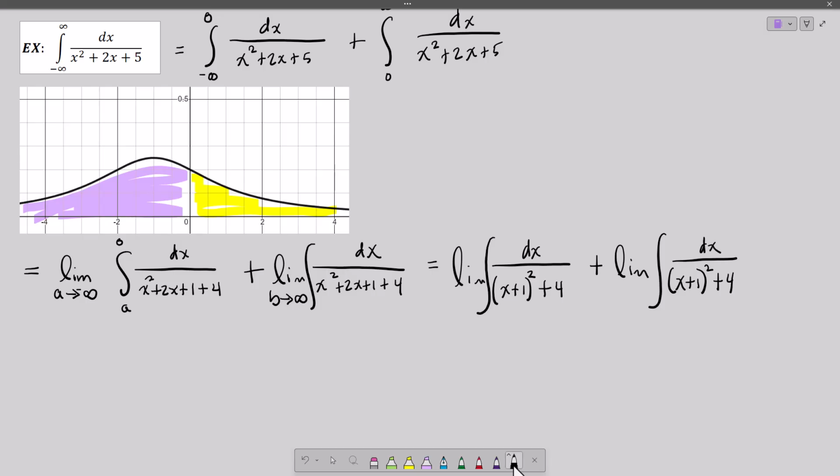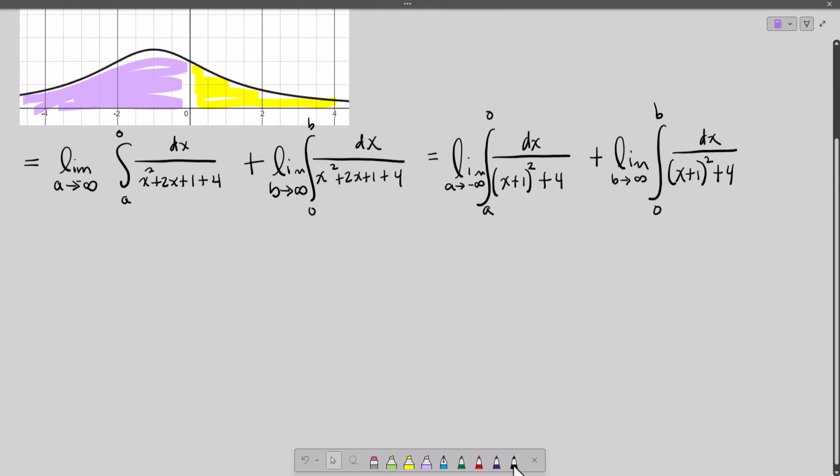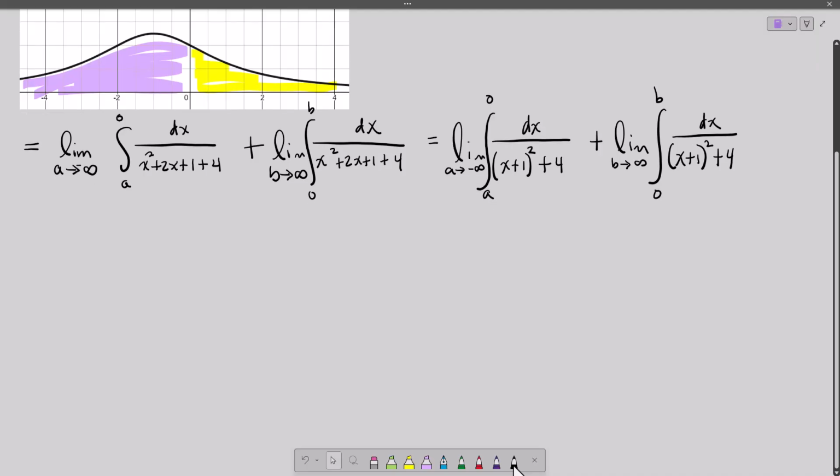So this one is a to 0. This one is going to be 0 to b. Let's get all the pieces in there. This one is as b goes to infinity. This one is as a goes to negative infinity. So that is our breakdown into 2 separate improper integrals, one for the left, one for the right.